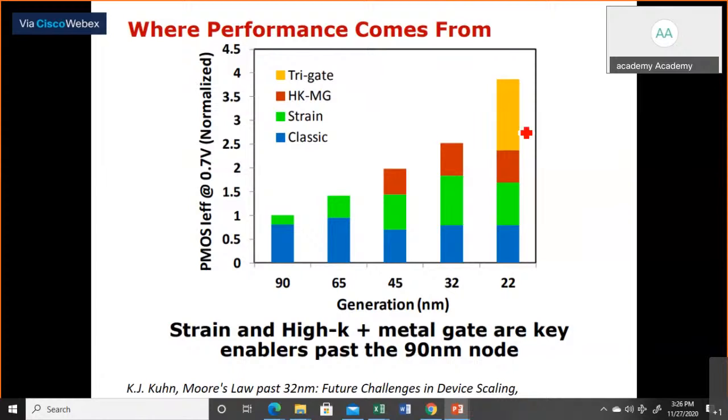Which one has the higher performance? Tri-gate. Tri-gate will have the higher performance at 22 nanometer technology compared to any other technology. Okay, so that's why they are famous now, and we are using them.